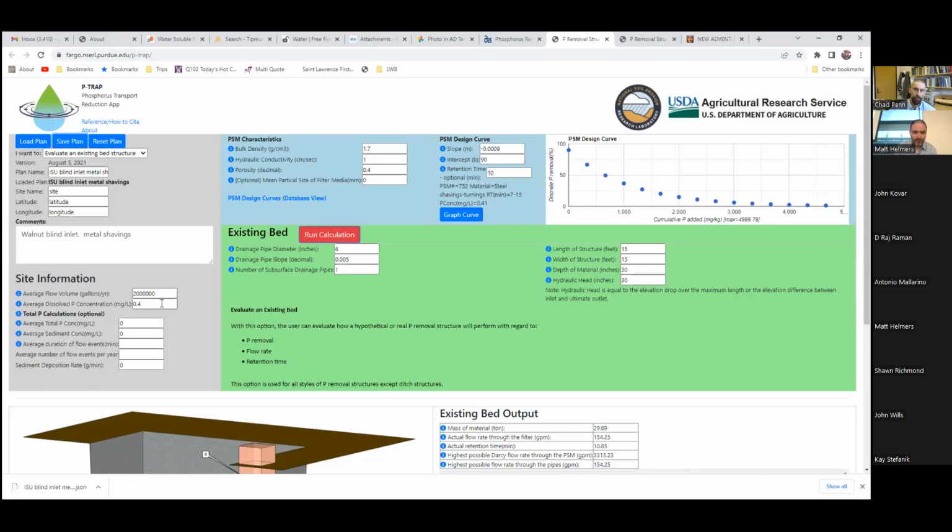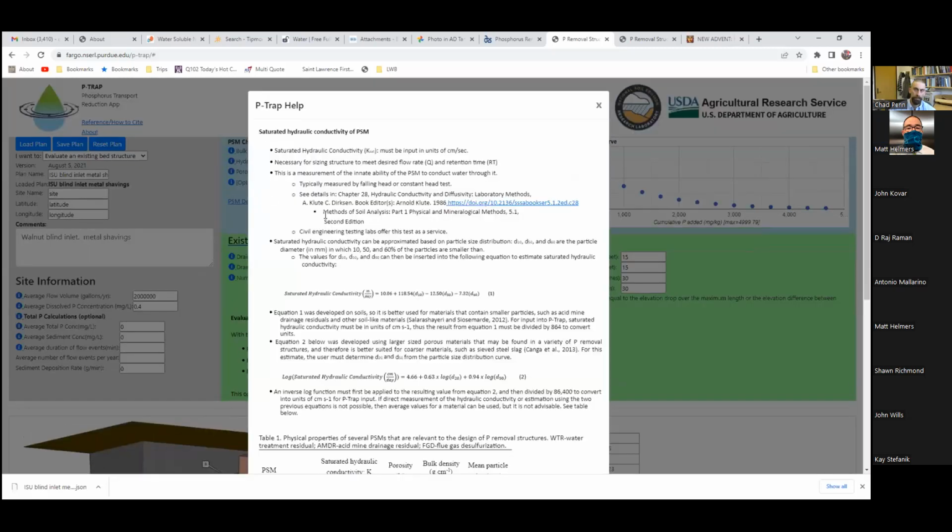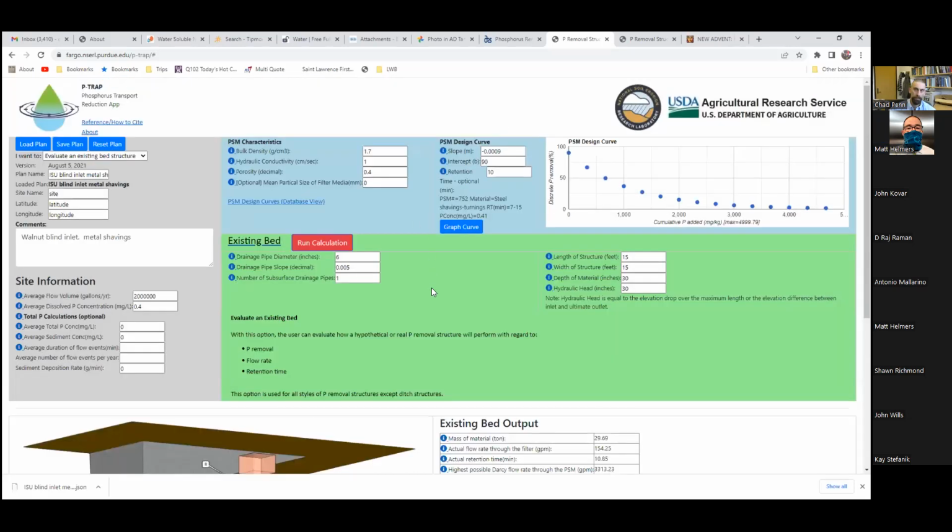Right now, what I have in here are the inputs that were given to me by Dr. Sapir and Dr. Kalina when we were designing that blind inlet near Ames. There are all these help buttons, these information buttons, and I tried to make them actually useful. If you don't know what is being asked of you in a certain variable input, just click on it and you'll get an answer. I tried to make this as useful as possible. The training videos will help even more.